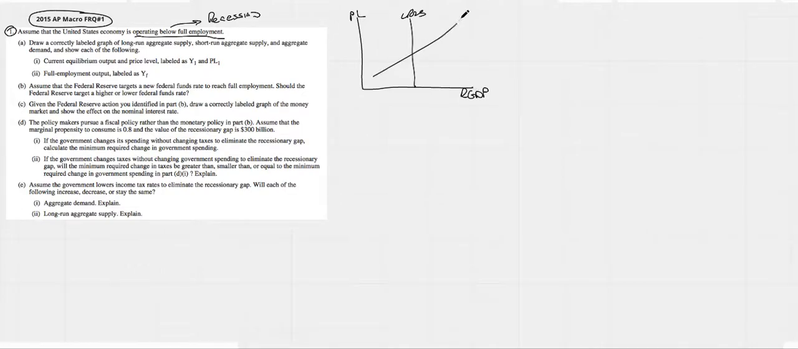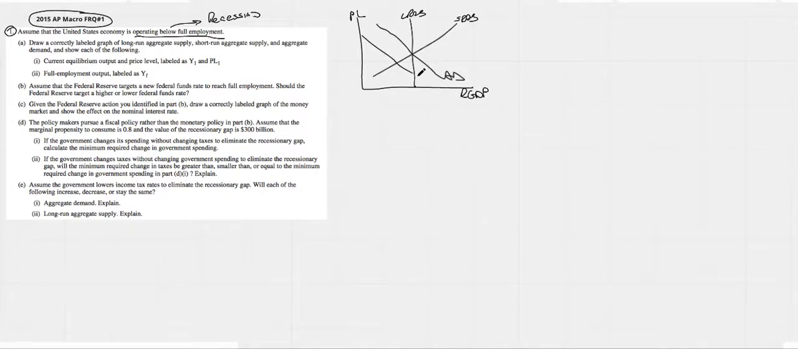We're going to do a little macro, 2015 FRQ number one. Assume the United States economy is operating below full employment. I understand that that's kind of code. If we're below full employment, we have to be in a recession. So we're just going to draw a simple aggregate demand and aggregate supply graph of us. Price level on the vertical, real GDP on the horizontal, upward sloping short run aggregate supply, downward sloping aggregate demand.